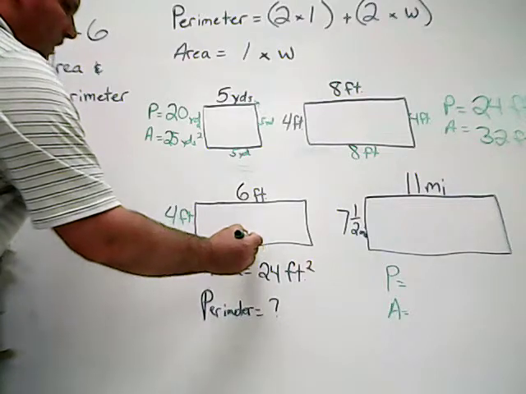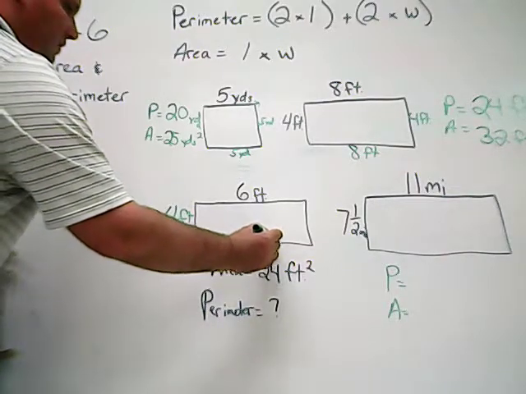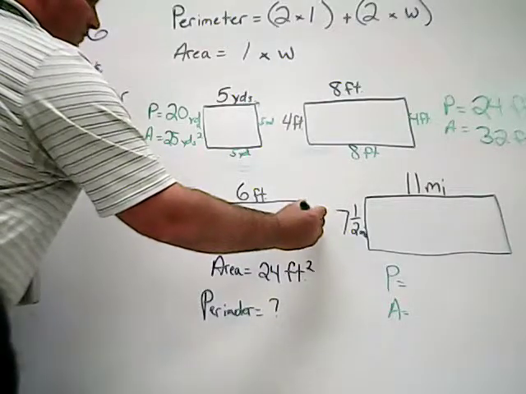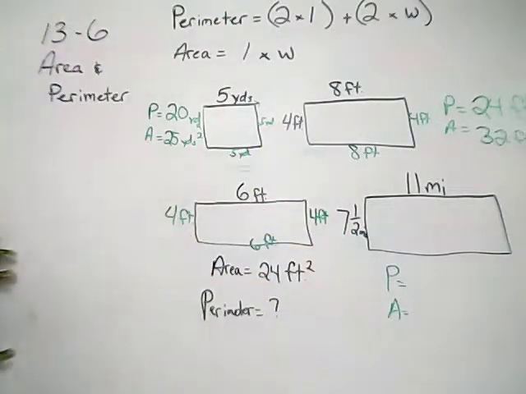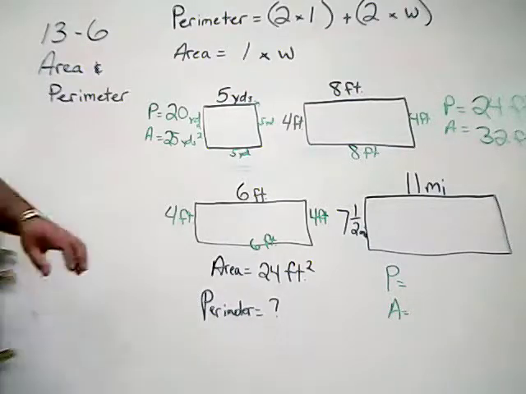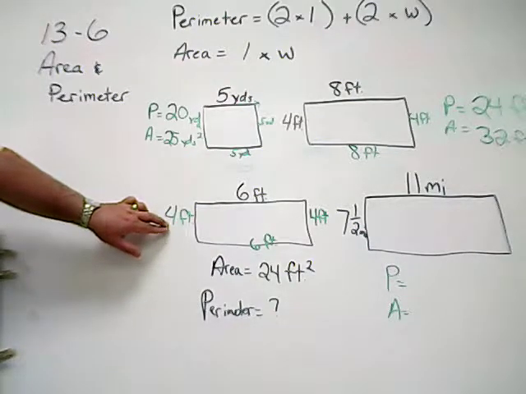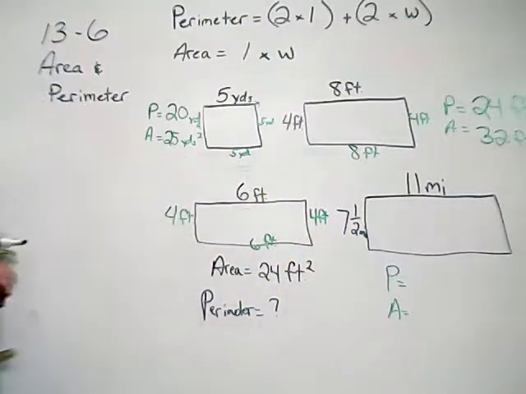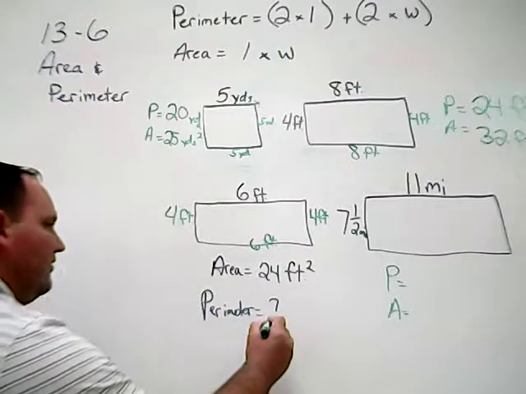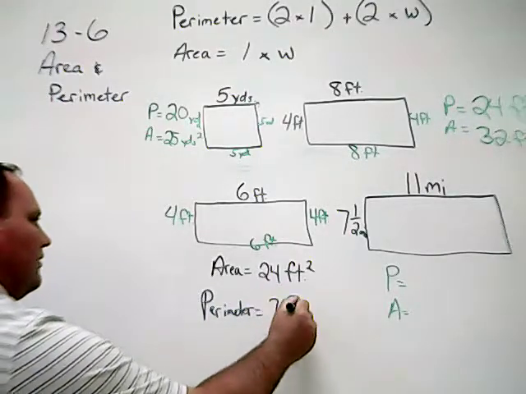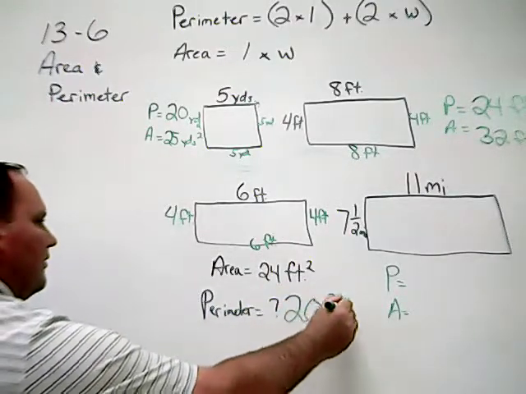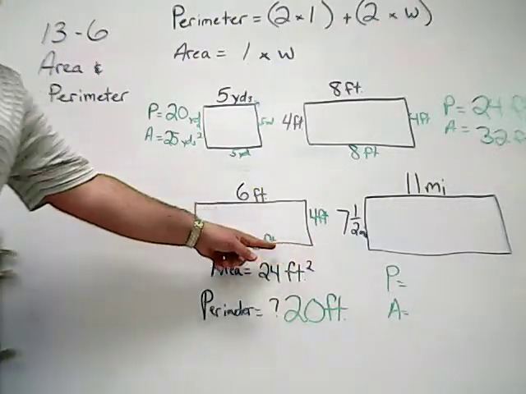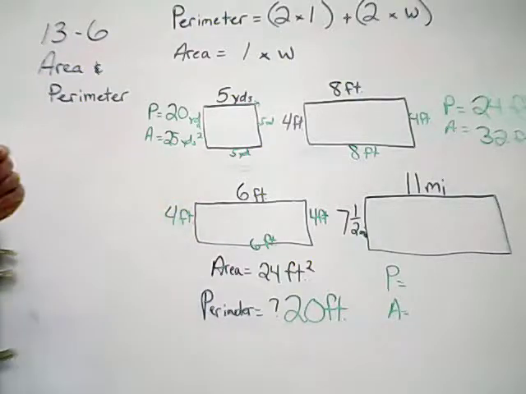Well, since it's a rectangle, this one has to be 6 feet. And this opposite side here needs to be 4 feet. So to find my perimeter, I'm going to do 6 plus 4 equals 10. 10 plus 6 is 16. 16 plus 4, my perimeter is 20 feet. Remember, perimeter talks about the outside, the lengths of the outside of my object.